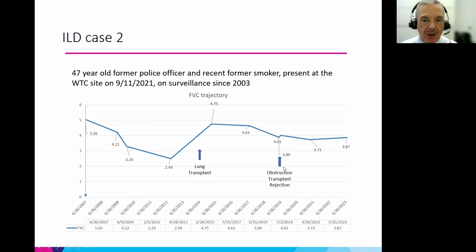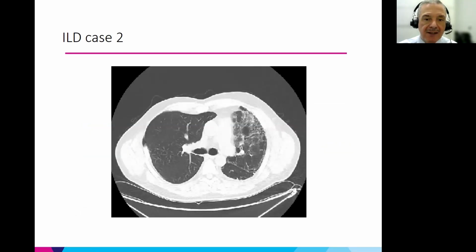Both of them had NSIP, and that's his CT scan. This is the transplanted lung. This was a post-transplant scan. I wasn't able to get a hold of a pre-transplant one, but the left lung shows us how the pre-transplant lung looked. And this is the post-transplanted right lung.